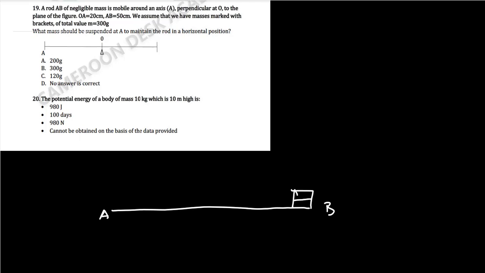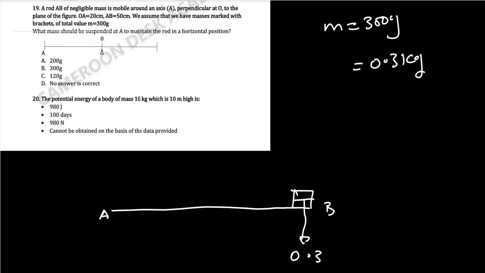So let's say there are two masses which are overlaid as such, and the weight of these masses will be mg, and the mass is 300 grams, which is equivalent to 0.3 kilogram. So the weight will be equal to 0.3 times acceleration due to gravity. That's 0.3 g. Now we have a pivot which is placed at a given point O, and we have a reaction force on that pivot.